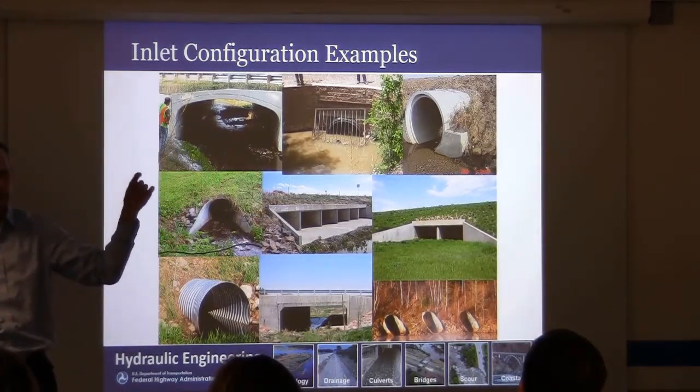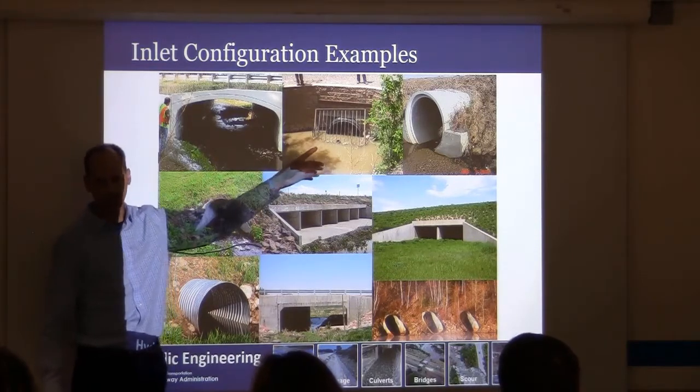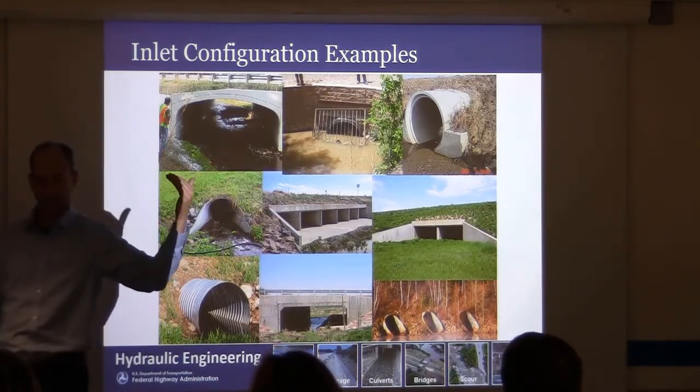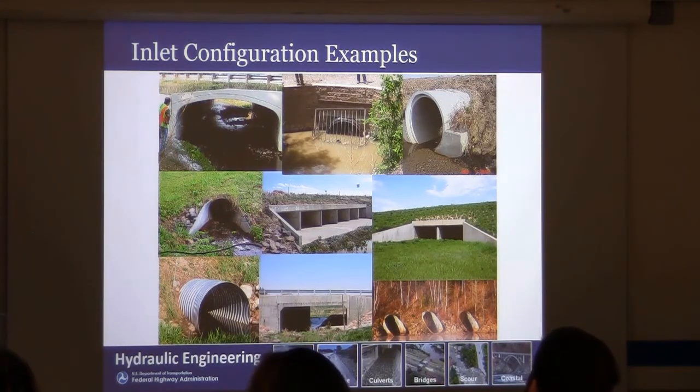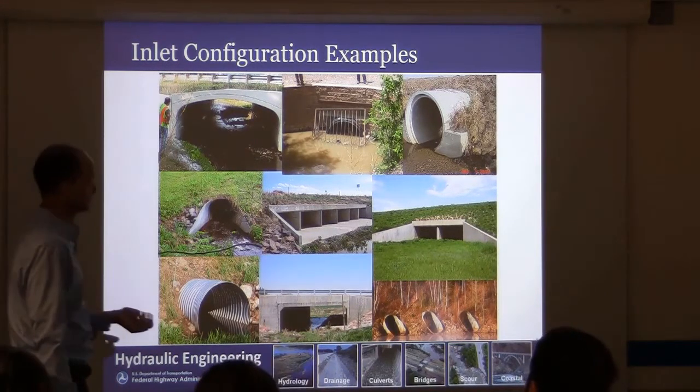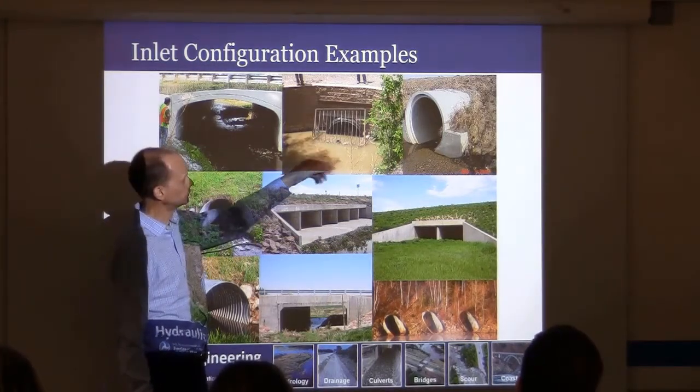But you want to do something knowing that this probably is not going to be maintained on a regular basis. And you want to be very conservative with your design then. So maybe diminish the open area a little bit, and if it's outlet controlled, add in some additional energy losses, whatever you think appropriate. And then again, like Veronica said the other day, put that in your design documentation.